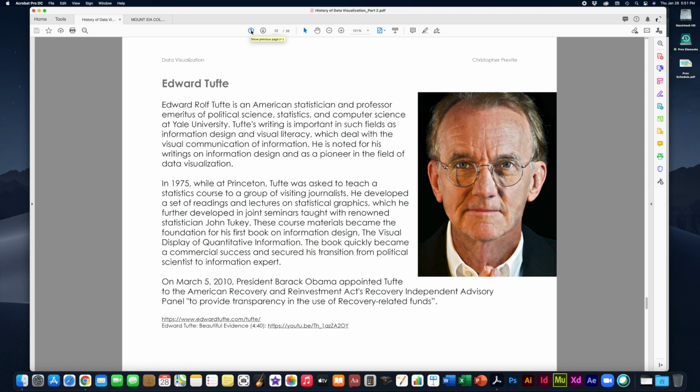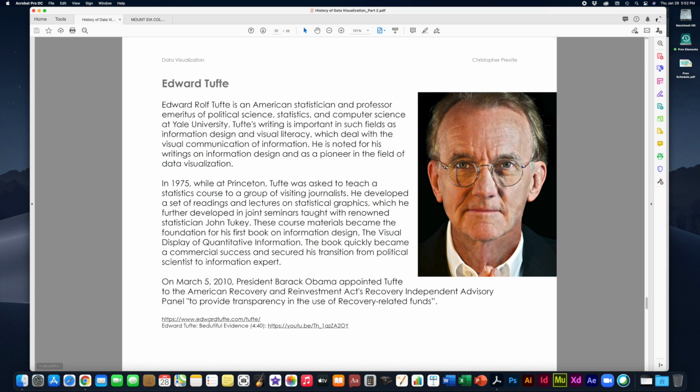And so he has written many other books about data visualization. He gives a lot of talks and tours. He comes around often and runs workshops still to this day. In 2010, he was appointed by the Obama administration to work on the American Recovery and Reinvestment Act as an independent advisor to provide transparency in the use of recovery-related funds and to develop data visualizations and data tracking that would show where people's tax dollars were going in this Recovery and Reinvestment Act, where roads and highways and all sorts of things were being rebuilt.